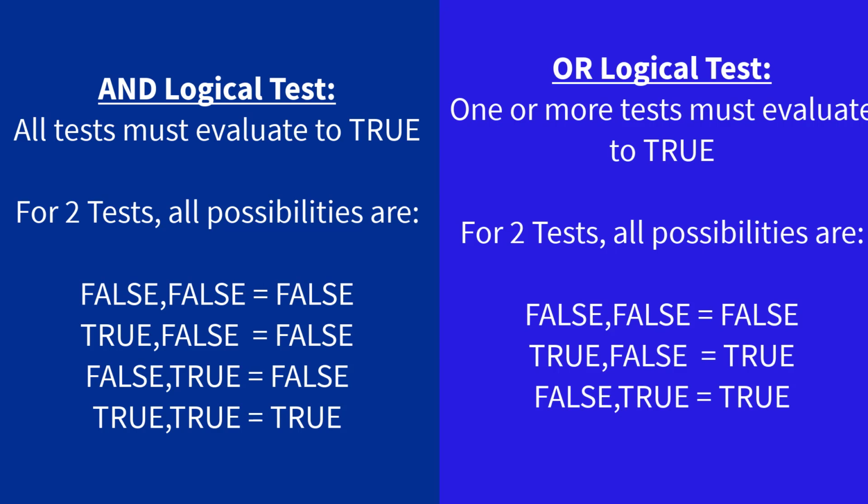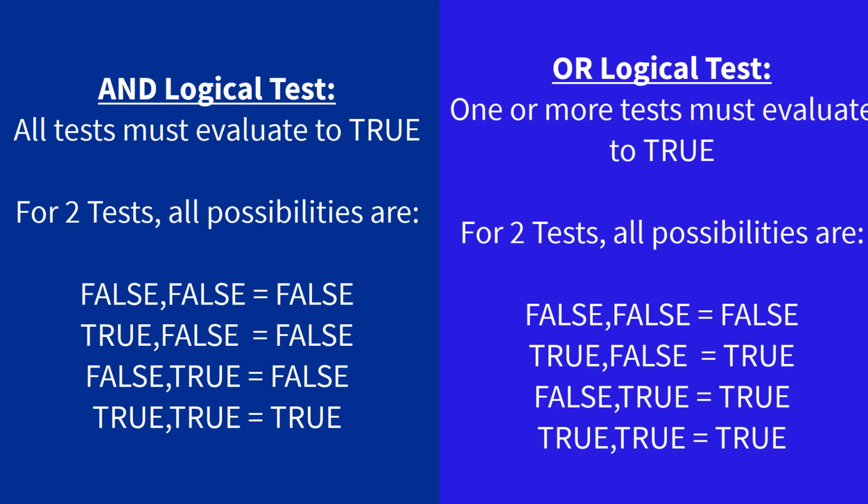False, true. Well, there's at least 1 true, so the result is true. If we get true and true, well, that's 2 trues. That's more than 1, so the OR logical test delivers a true. Now for AND and OR logical tests, you can definitely have more than 2 logical tests.